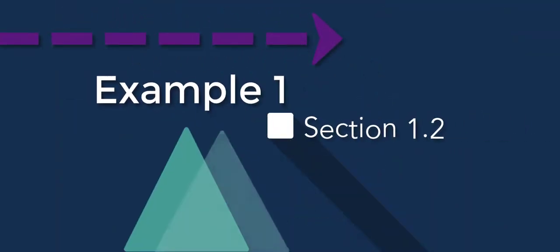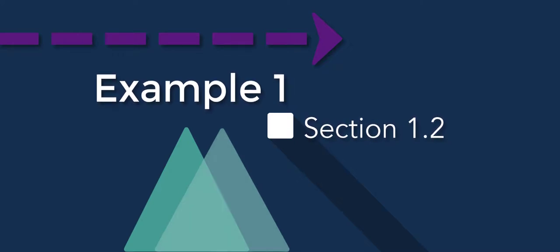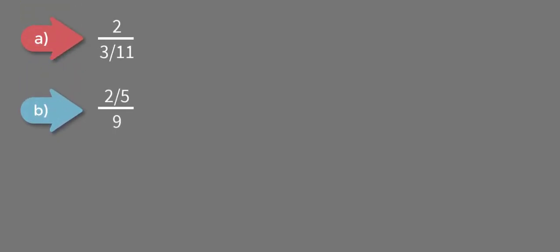In example 1, we're asked to simplify 3 complex fractions. When we're simplifying complex fractions, we can see it as a division problem and then multiply by the multiplicative inverse. Those are synonymous terms. They mean the same thing. So first we'll write this out: we have 2 divided by 3/11.